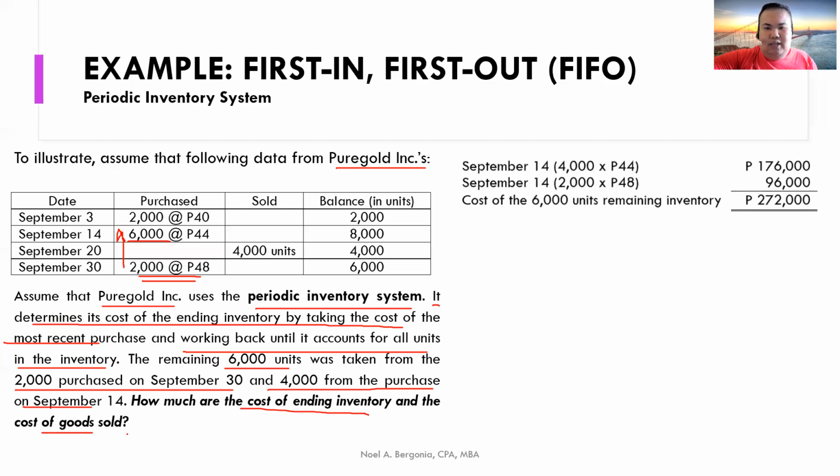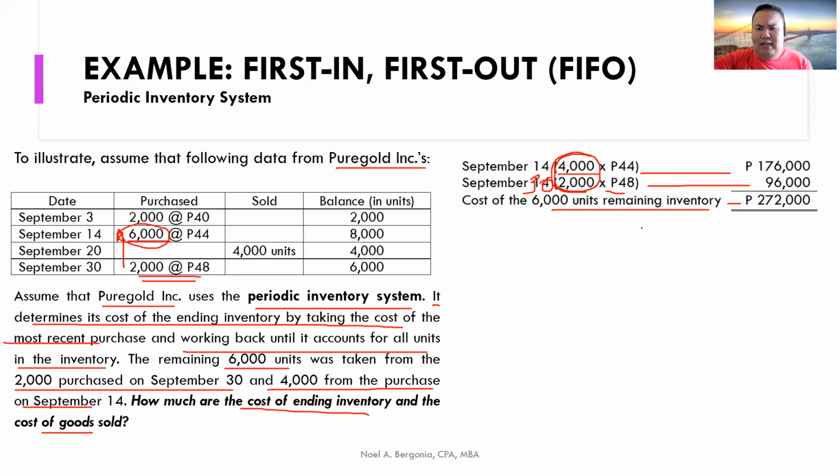So for the ending inventory, the most recent purchases. On September 30, we have the 2,000 at 48, so that's 96,000. And then, out of the 6,000 na binili on September 14, 4,000 of which is attributed to our ending inventory, and the 2,000 malamang is sold already. So 4,000 times 44, that would be 176,000. So nabuo na natin yung 6,000 na remaining inventory based on physical count. So the cost of the 6,000 units remaining inventory will now be 272,000.